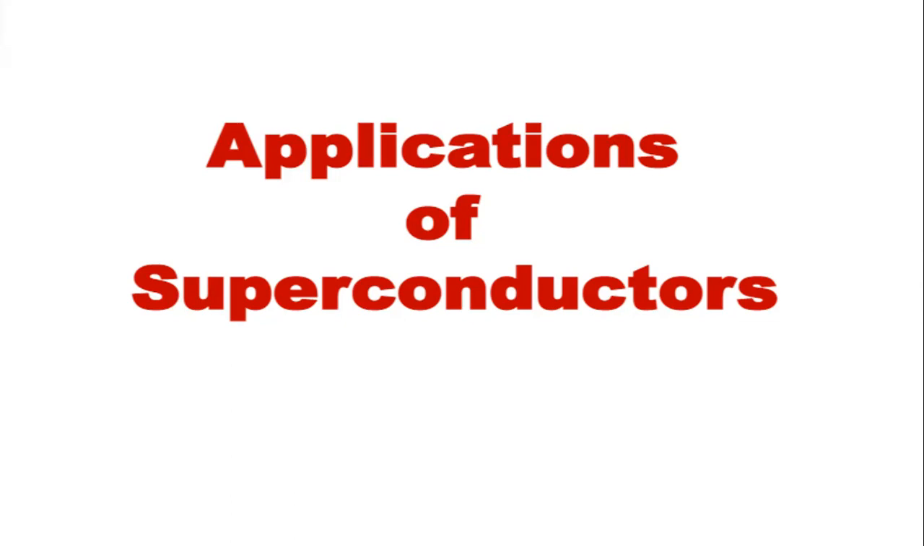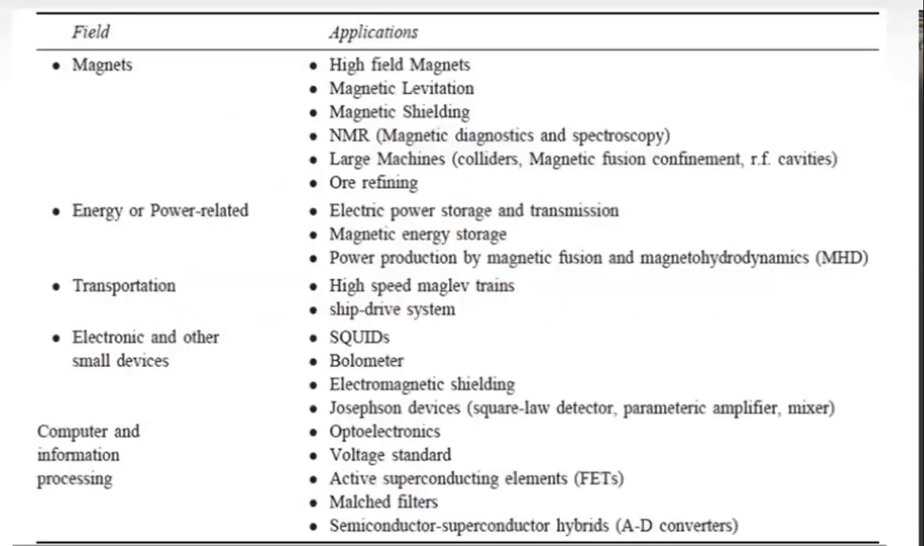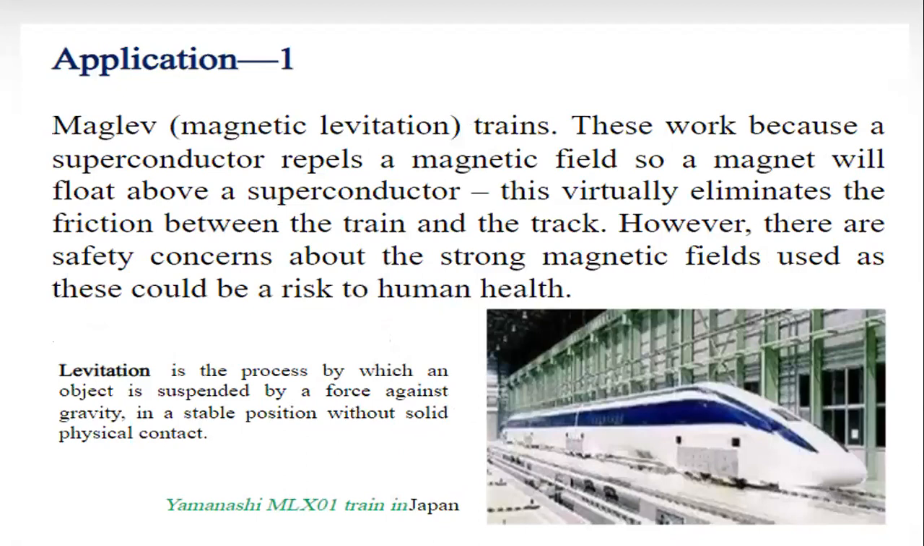So now with this particular concept, we move forward to understand the different applications of the superconductors. Here you can see the tabular form, where you can see magnets and how this magnetism is helpful in different applications, and how superconducting elements or superconducting compounds are helpful in power related issues, transportation, electronics and other smaller devices, computer information processing. You can see there are numerous applications. That is the reason that an engineering student should have information regarding these superconductors.